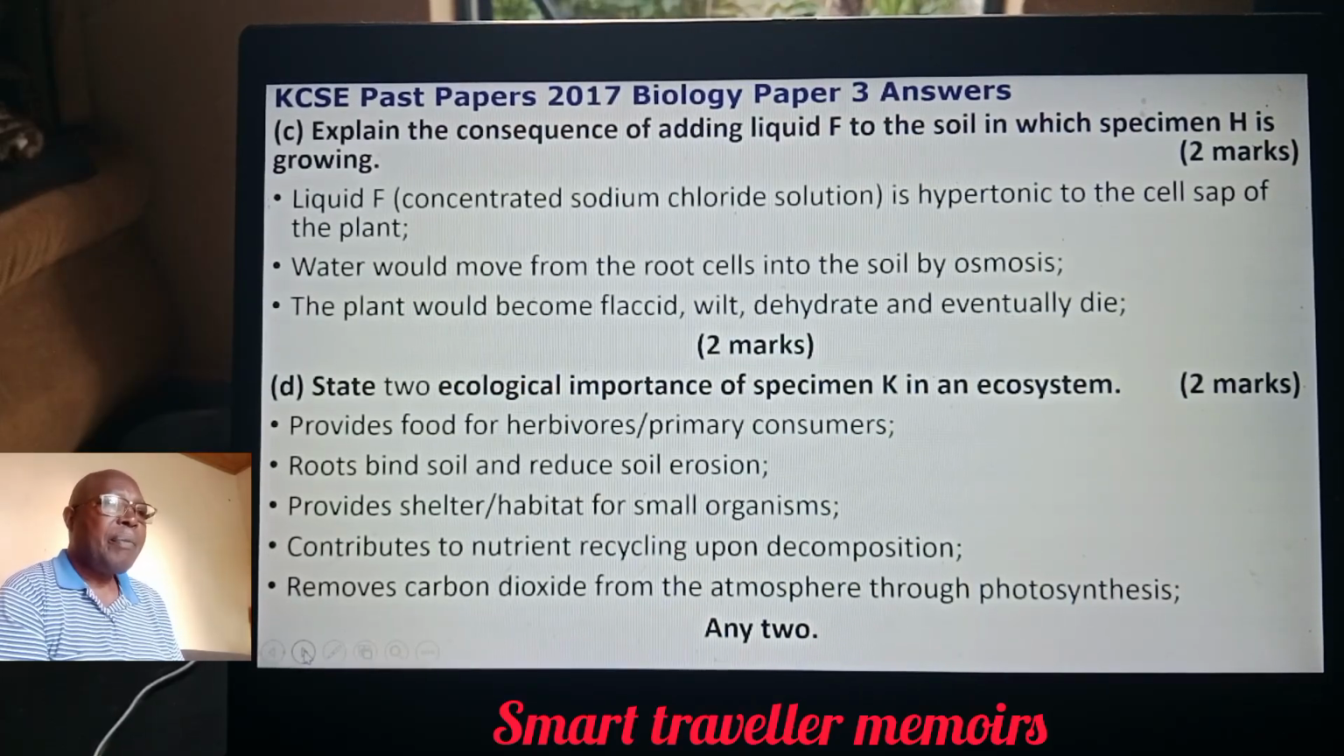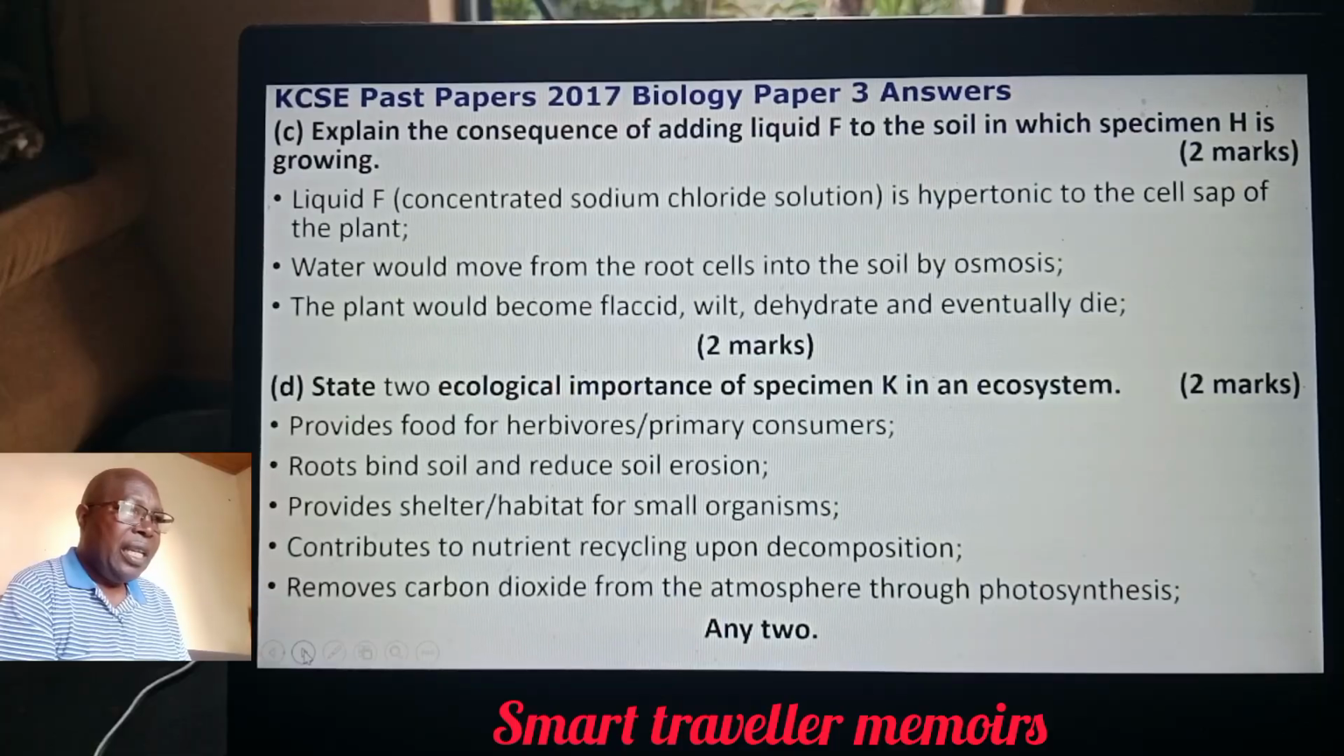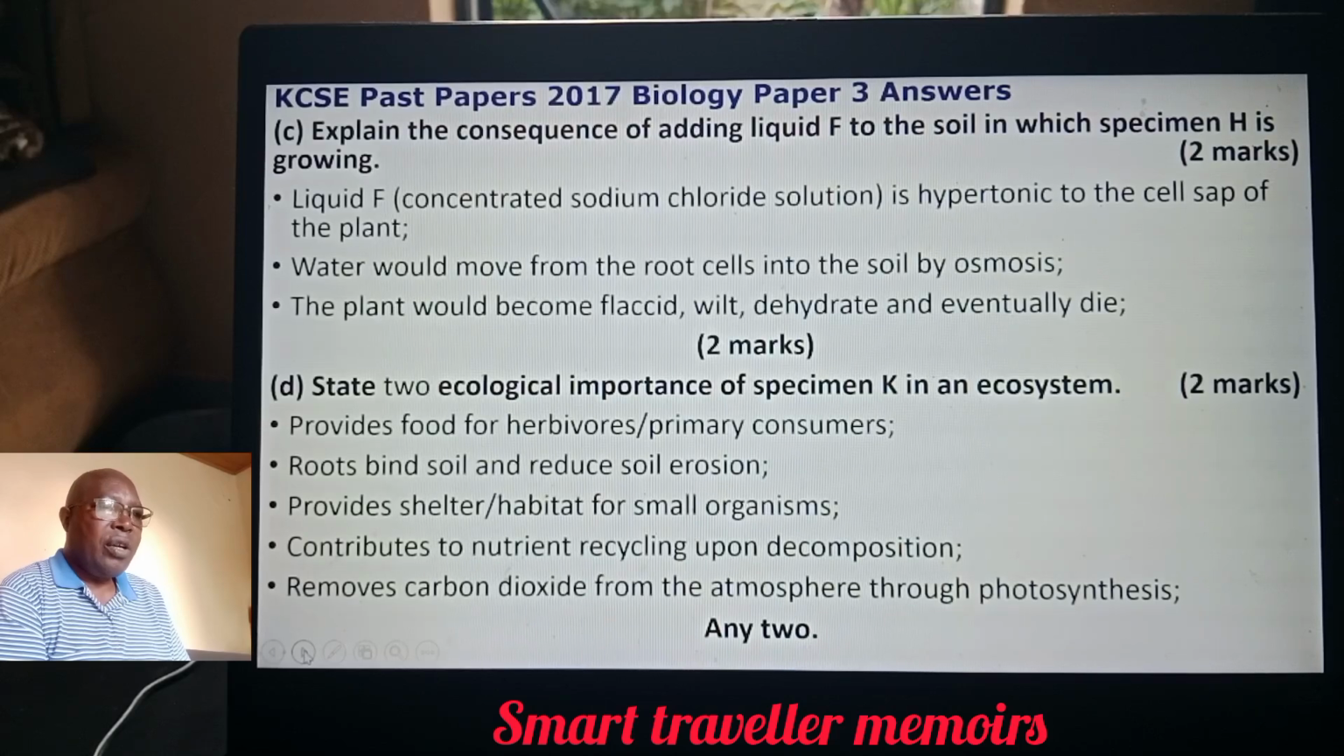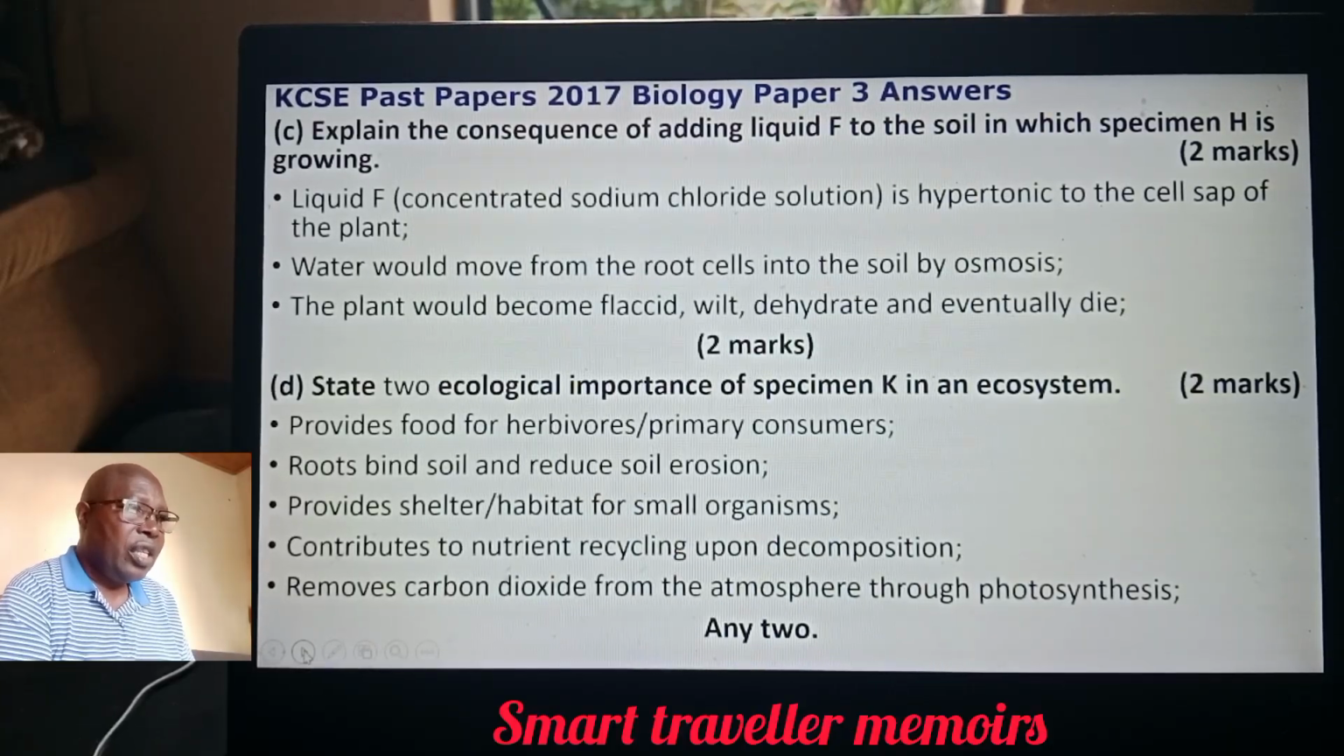2 marks. D. Stating two ecological importance of specimen K in an ecosystem. Any two of these: provides food for grazers or primary consumers, roots bind soil and reduce soil erosion, provides shelter or habitat for small organisms, contributes to nutrient recycling upon decomposition, removes carbon dioxide from the atmosphere through photosynthesis.